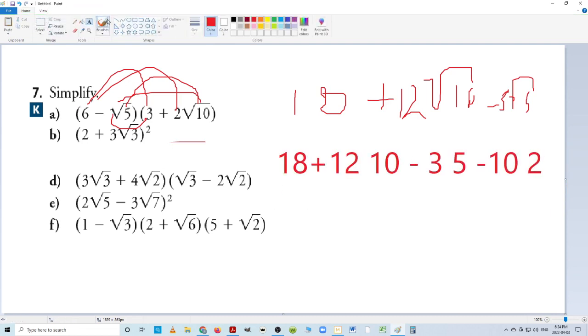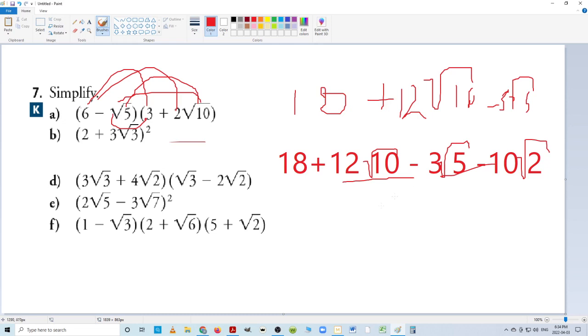So this is what you get. And then you should always look for ways to possibly simplify this so that these can add. But there's really no way to simplify the square root of 10 or the square root of 5. You could come up with a weird square root in there for sure, but it won't serve you much purpose.